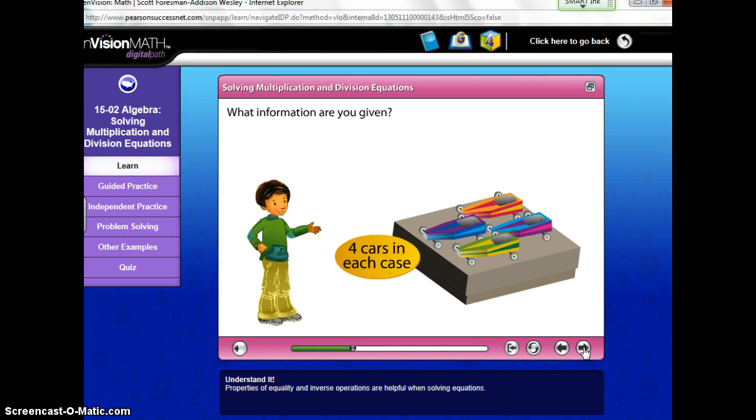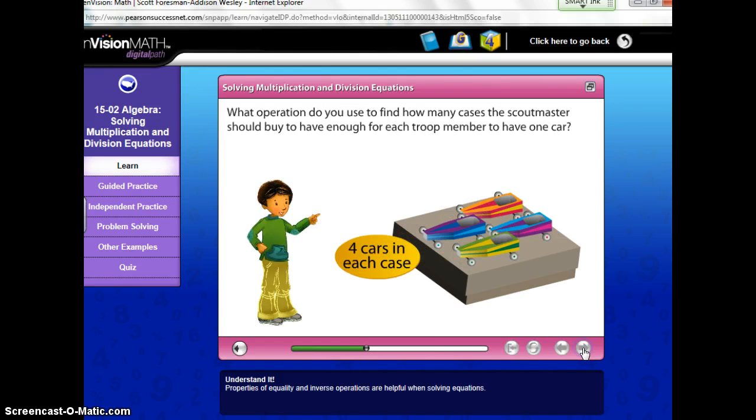What information are we given? Well, we're given that there's 4 cars in a case, and we know there's 32 boys. So what operation do you think you're going to have to use to solve this problem, Emma? Okay, so we're going to have to take 32 times 4 to see how many cases we'll buy. Division. Which one? Now you've given me 2 answers. Yeah, we're going to need less than 32 cases because there's 32 boys. We would need more than 32.